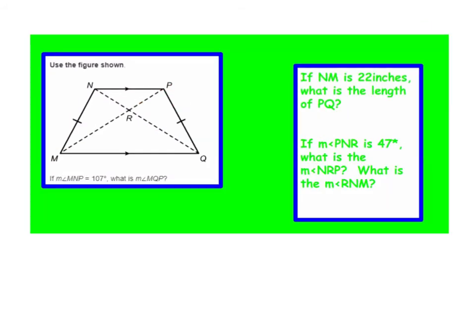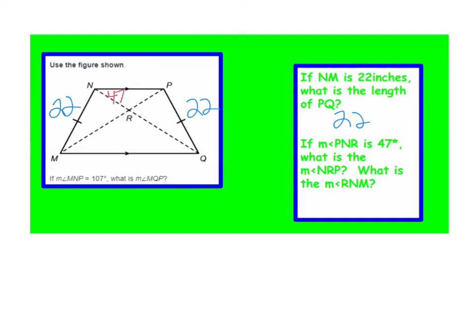NM is 22 inches, so I got to mark that. This is why I redraw my pictures so I can actually mark them. It wants to know the length of PQ. You think you know what the length of PQ is? Good. So the length of PQ, since it's an isosceles trapezoid, is also going to be 22. Now it says PNR. Ooh, okay, this is getting fancy. All right, PNR is 47.